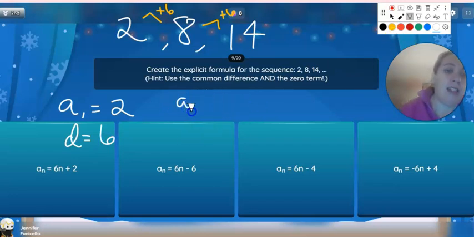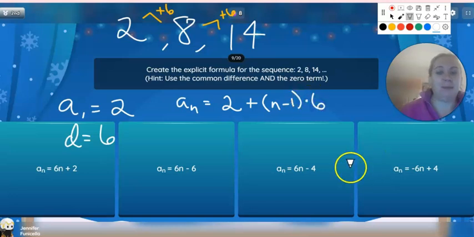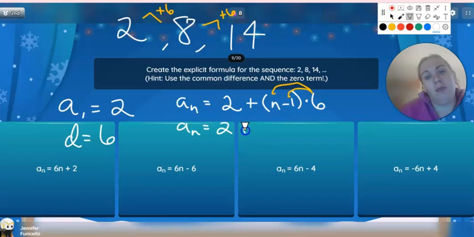So we have A sub n is A1, which is 2, plus n minus 1 times the difference of 6. We don't see it written like this in our answers. So what we want to do is just simplify. We're going to distribute this 6 that's being multiplied. So we get 2 plus 6 times n is 6n. 6 times negative 1 is a negative 6.